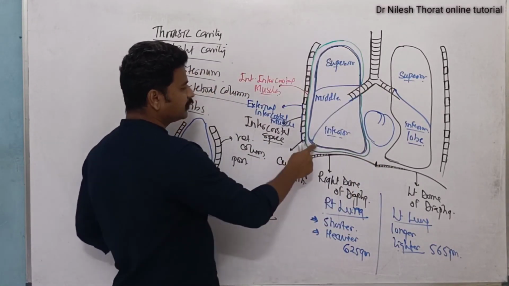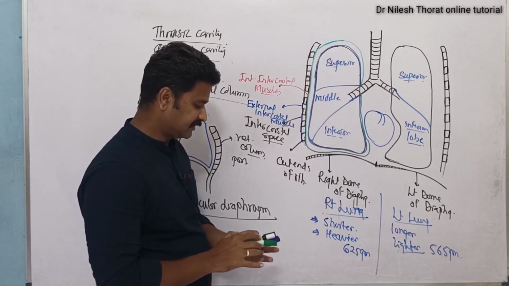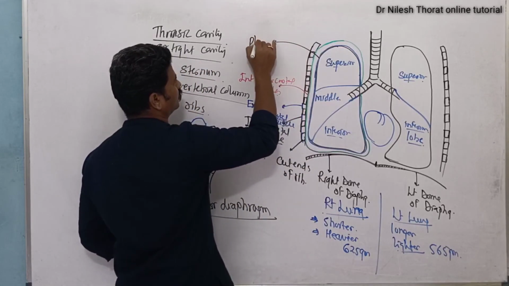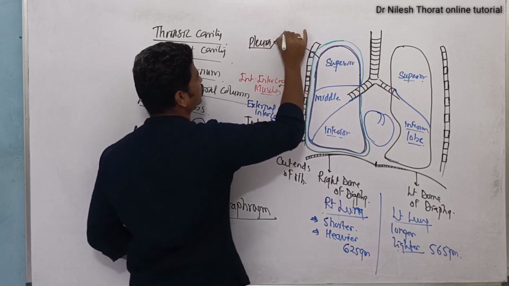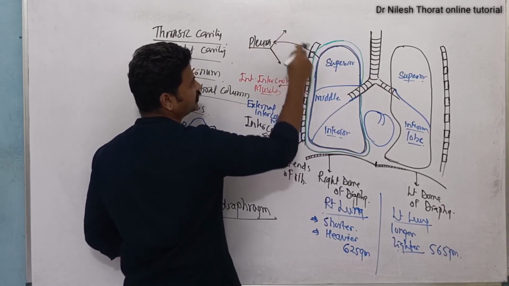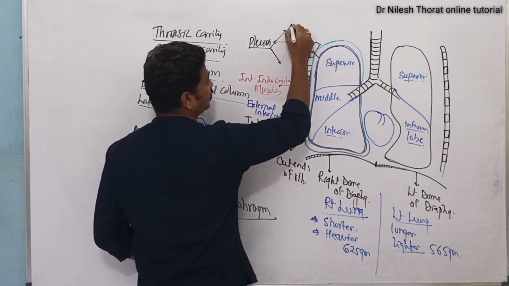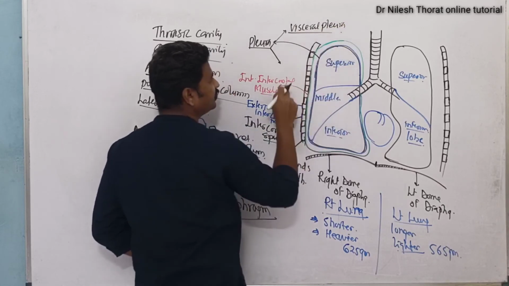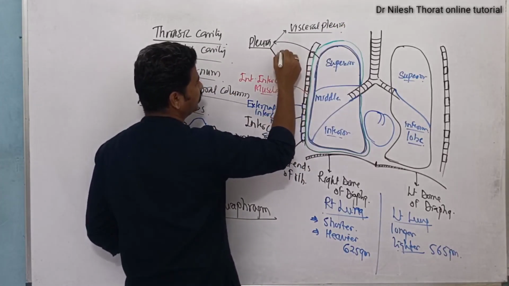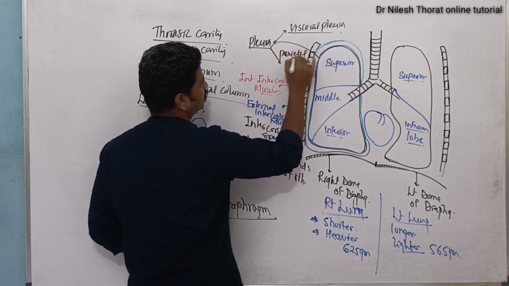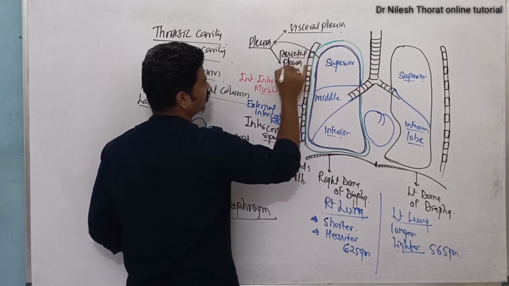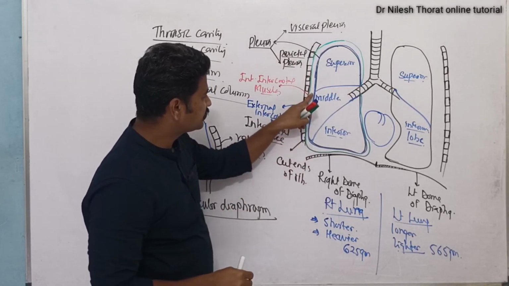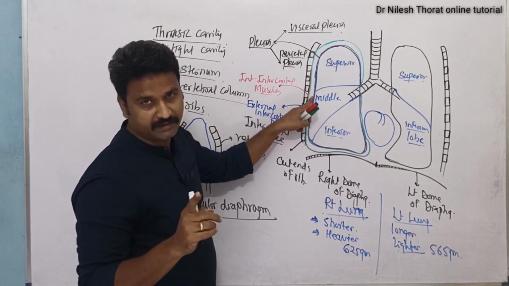Now these 2 layers together are called pleura. This pleura is divided into 2 layers. One which is in contact with the lung parenchyma is called visceral pleura, and one which is in contact with the thoracic cage is called parietal pleura. So as we have drawn the diagram separating these 2 layers, we can easily visualize a cavity which is present between the 2 layers of pleura.